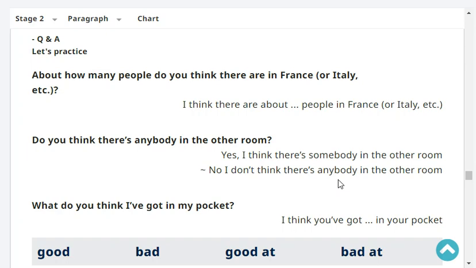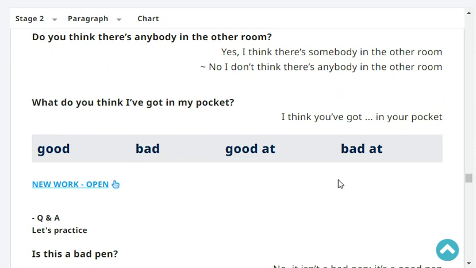Anybody in the other room. Very good. What do you think I've got in my pocket? I think you've got your mobile phone in your pocket. Very good.